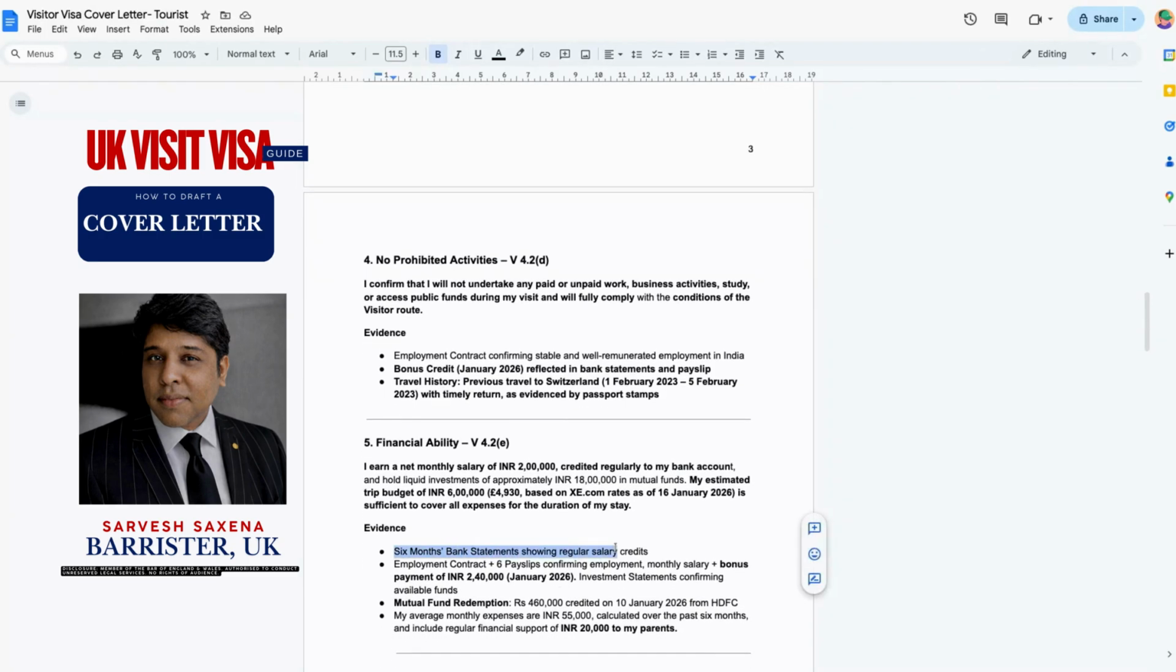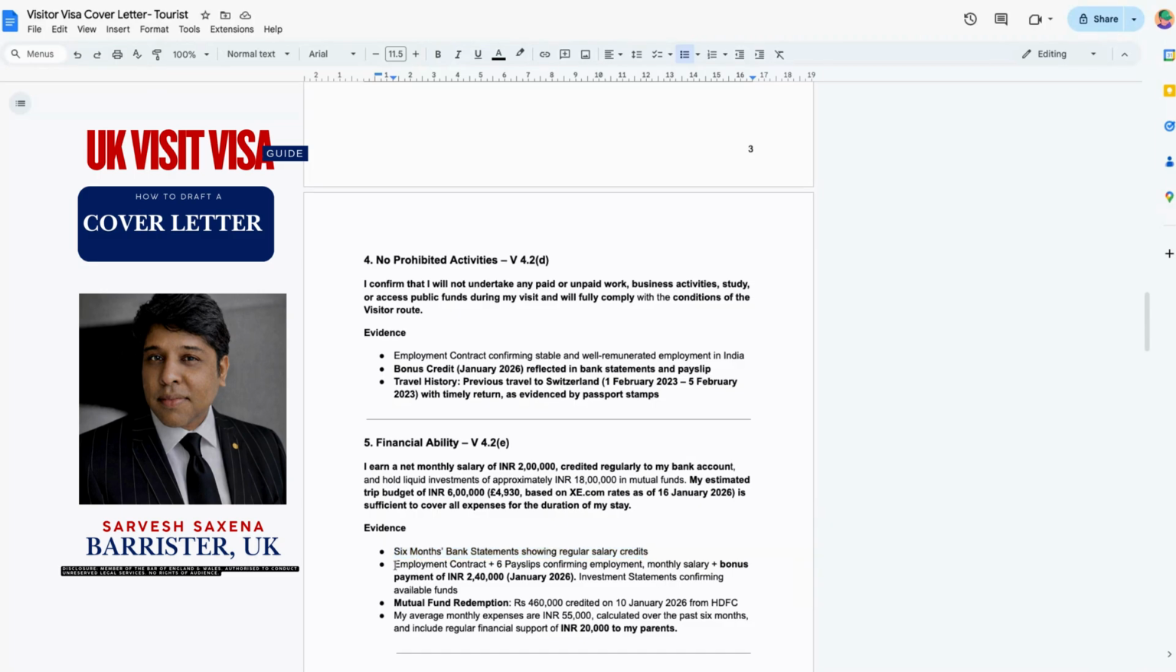She has shown 6 months bank statements. So, for example, she wants to travel in, say, February. So she should show January 2026, December 2025, November, October, September, and August 2025. Normally people show 3 months, but I would say always show 6 months. And then you need to make sure that if your job has not changed, you're still getting the same salary each month. If there is a sudden credit, you need to explain that.